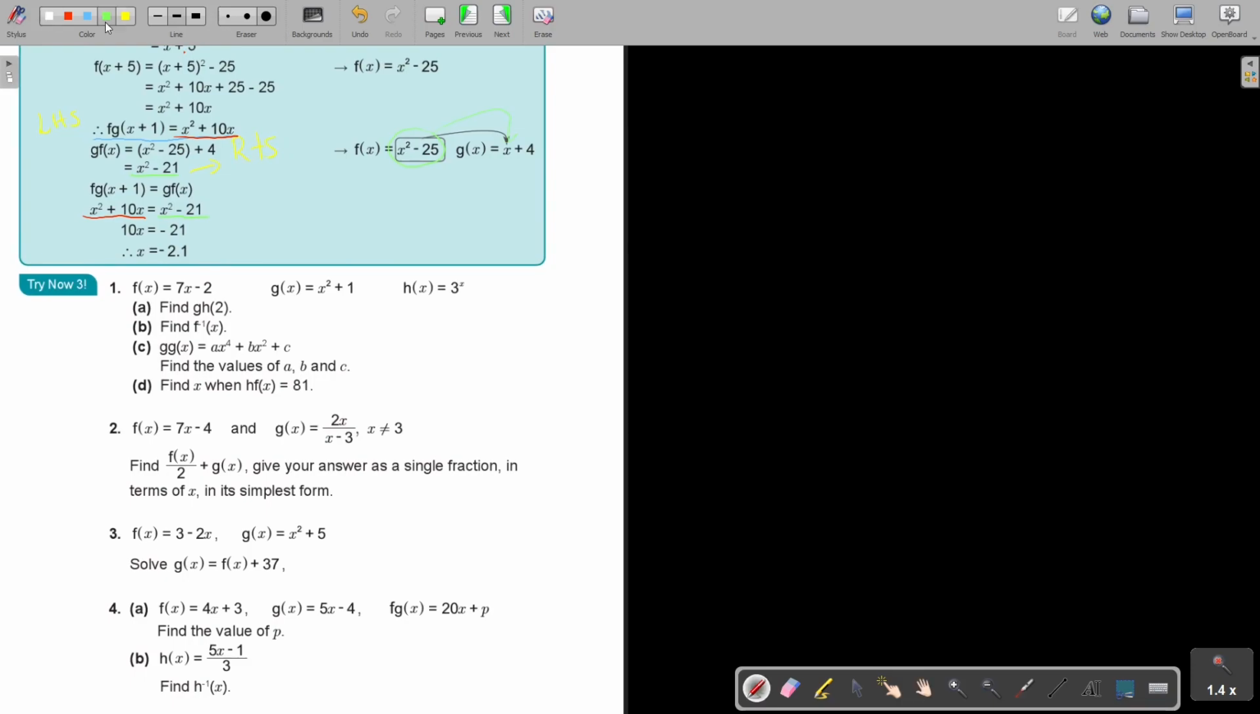Okay. First, let's get the functions. So number 1: f(x) is equal to 7x minus 2. And then g(x) is equal to x squared plus 1. And then h(x) is equal to 3 to the power of x.